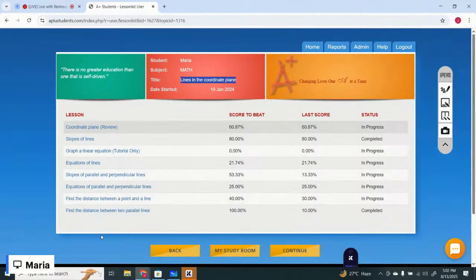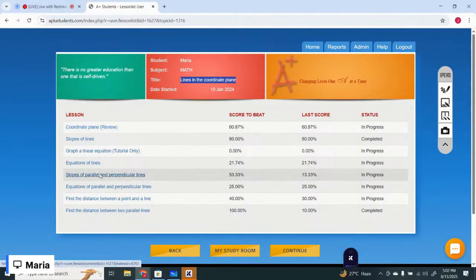The chapter we're on right now is lines in the coordinate plane. Let's just start with the lesson that is slopes of parallel and perpendicular lines.